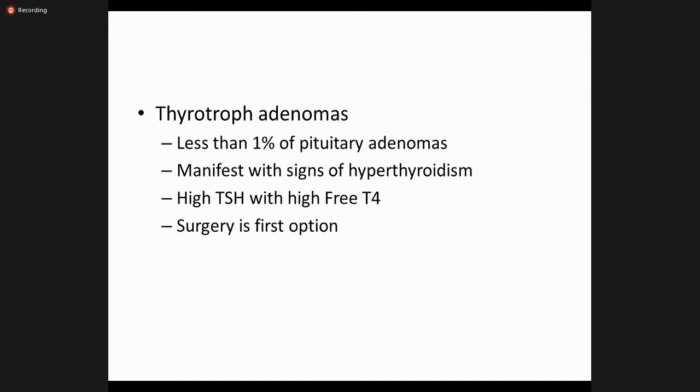Then thyrotrope adenoma, TSH secreting adenoma. This is very rare, less than 1% of pituitary adenomas. It manifests with signs of hyperthyroidism. This is called secondary hyperthyroidism because the problem is in the pituitary, not in the thyroid, resulting in high TSH and high free T4. Surgery is the first option in this condition.